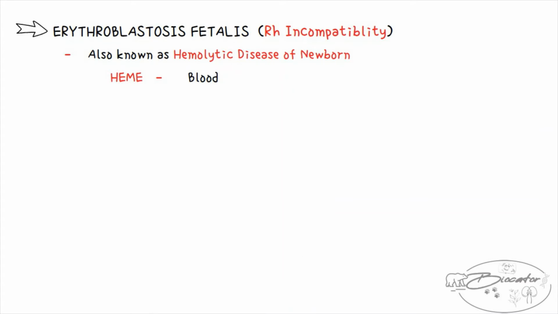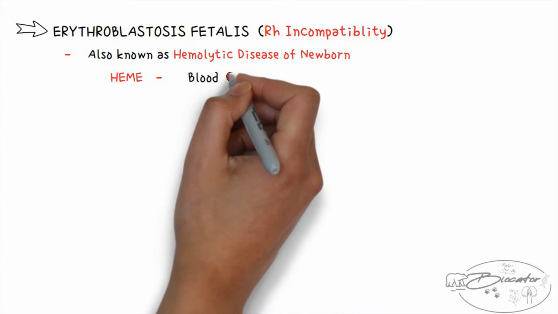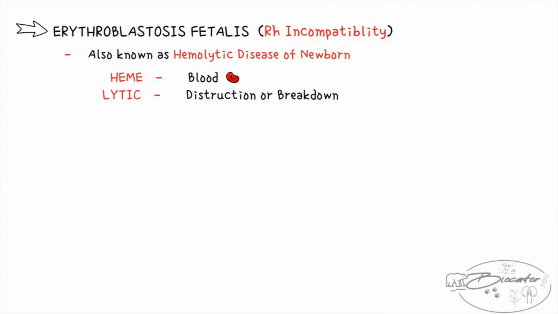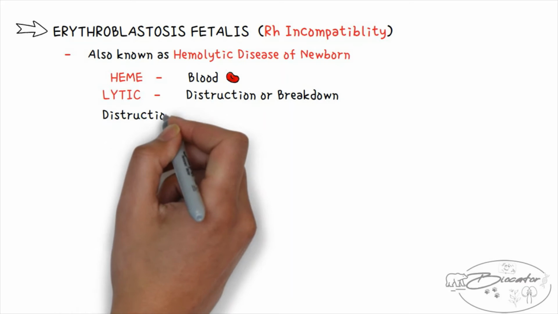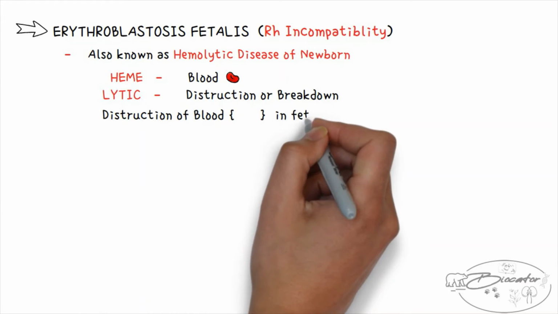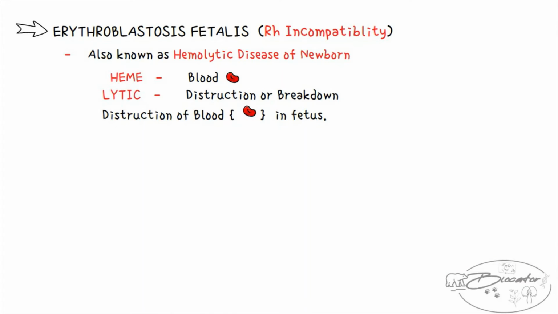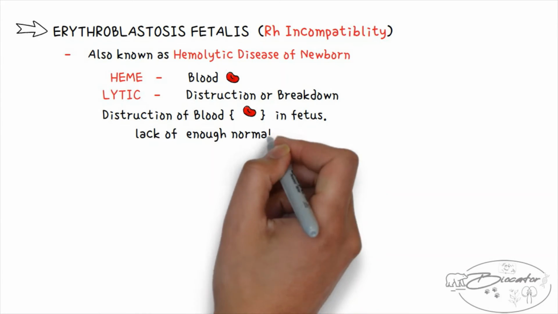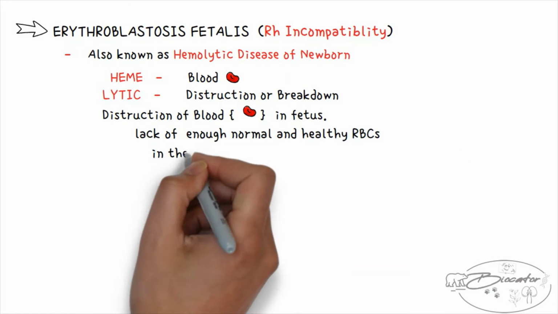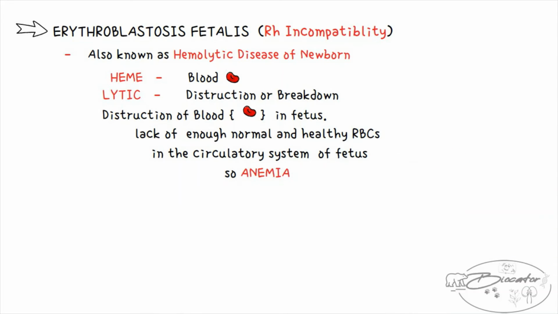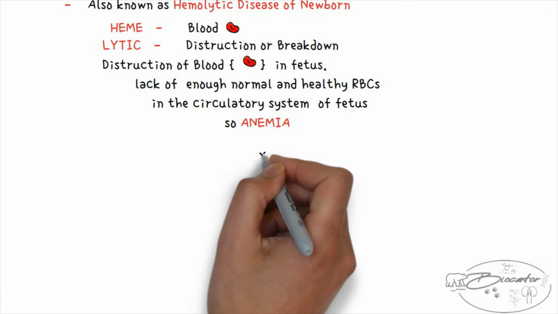The word hemo means blood, mainly the red blood cells. Lytic means destruction or breakdown. So this is the destruction of the blood in the fetus, mainly the red blood cells of the fetus. Due to this destruction, there is a lack of enough normal and healthy red blood cells in the circulatory system of the fetus to supply the oxygen demand, and this is called anemia. So this is a type of anemia.